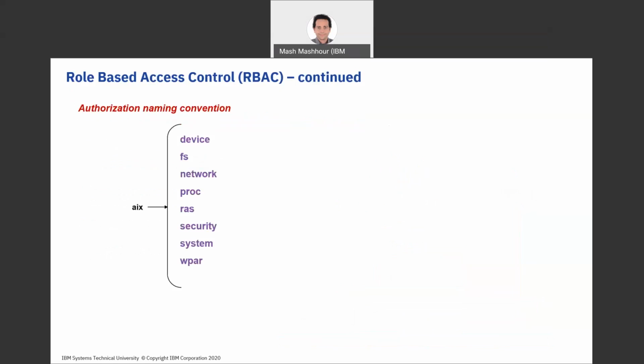So the authorization itself has a specific naming convention. It's like a tree, with a suffix. All of them start with AIX, for example. So if you see an authorization AIX.device, it's something related to device permissions. If you see something related to AIX.fs, it is related to file systems, for example AIX.fs.change, so you're changing file systems, AIX.fs.mount, so you're mounting file systems, and so on.